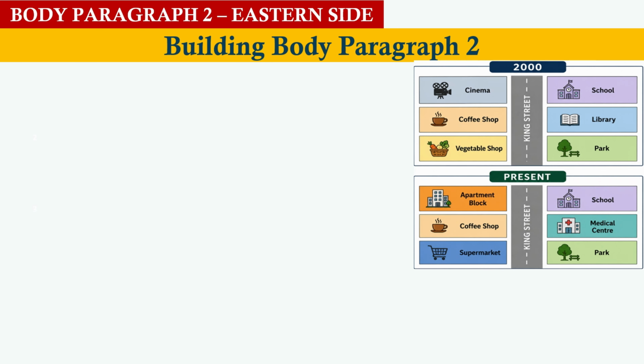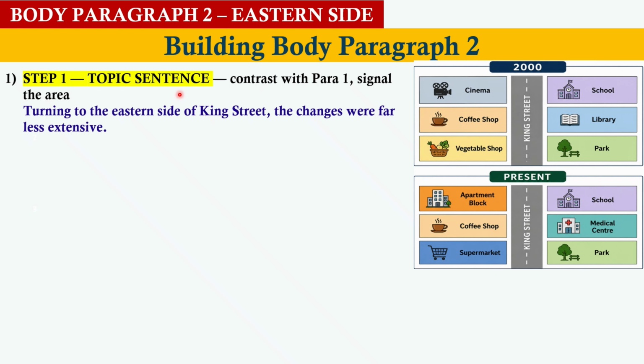Now let's look at how to write the second body paragraph, which is about the eastern side. Step 1 is to write the topic sentence that directly contrasts with paragraph 1. Turning to the eastern side of King Street, the changes were far less extensive. The phrase far less extensive means that the changes were much more limited. In other words, there were far fewer changes on this side of the road.